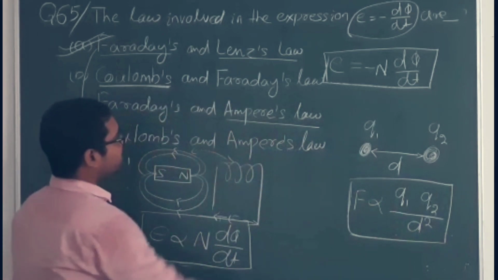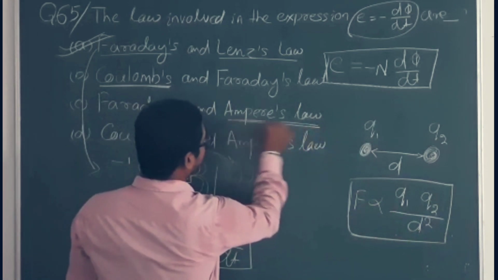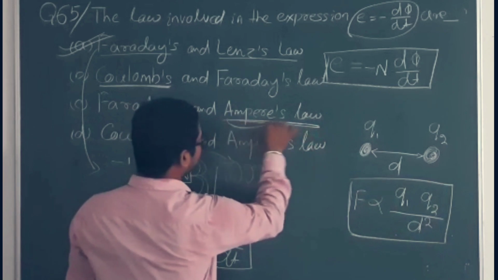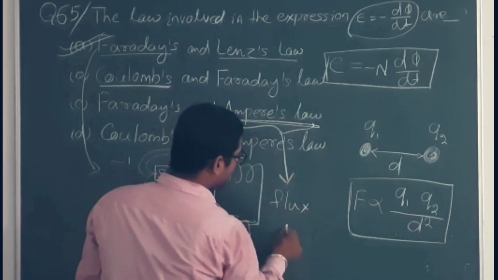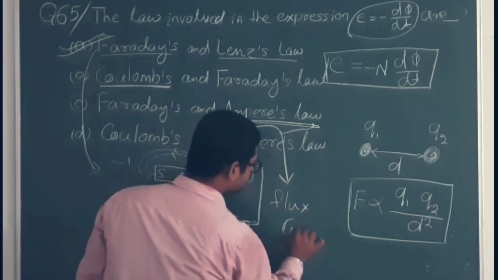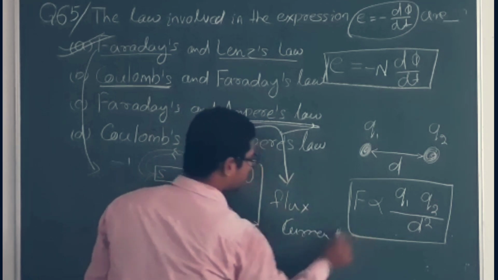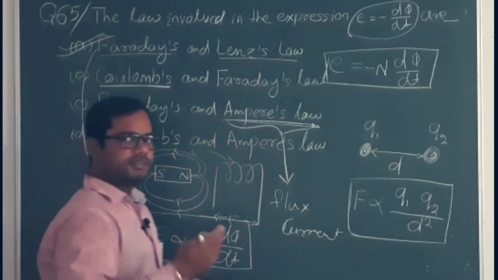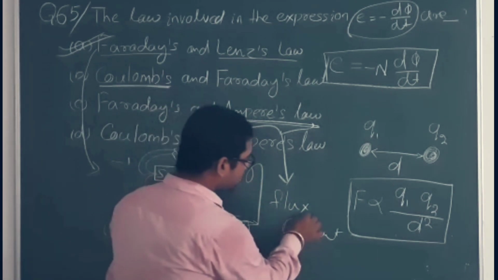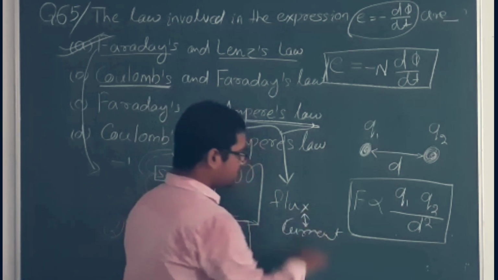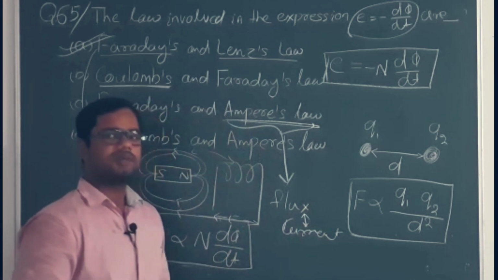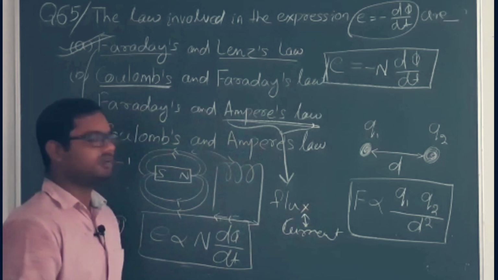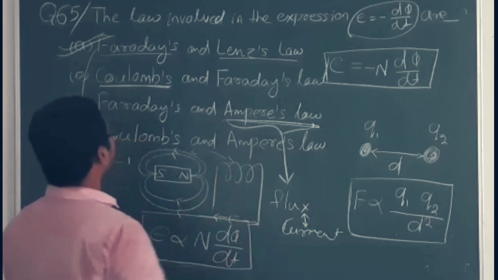Then comes Ampere's law. What is Ampere's law? This law is related to flux and current. These both are related to each other. If you increase the value of current, then the flux increases. If you increase the value of flux, then the current also increases. Okay, so this is all about the laws.